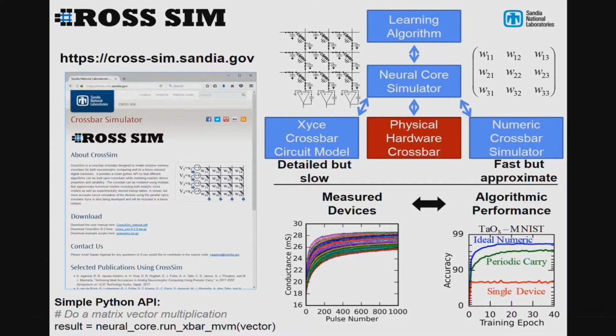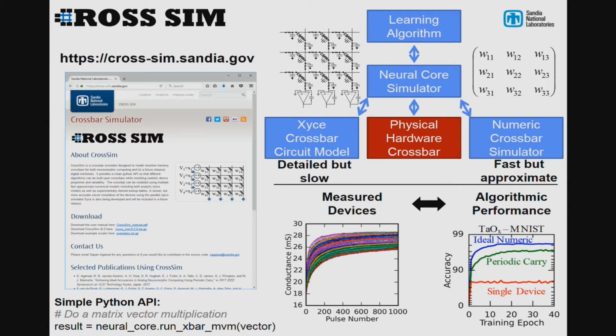And so to enable that, we've created the software. It's fully open source. If you're interested, I suggest you download it, try it out. But the basic idea is we want to make as much abstraction as possible. So an algorithm designer can build their learning algorithm on top of matrix operations: vector matrix multiply, the transpose matrix vector multiply, and then outer product update.